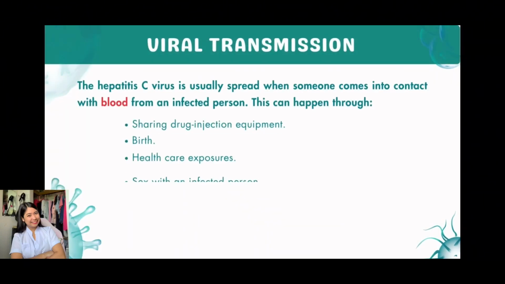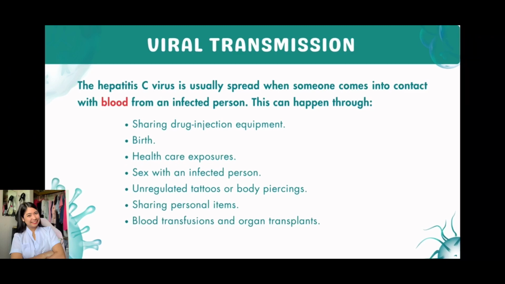The hepatitis C virus is usually spread when someone comes in contact with blood from an infected person. This can happen through sharing drug injection equipment. Today, most people become infected with hepatitis C by sharing needles, syringes, or any other equipment used to prepare and inject drugs. Birth. Approximately 6% of infants born to infected mothers will get hepatitis C.